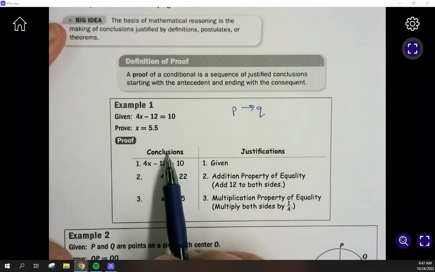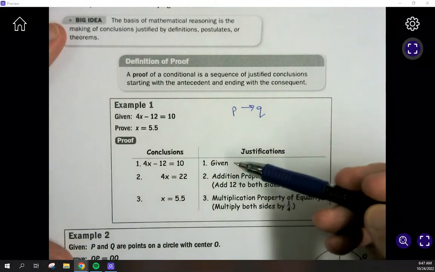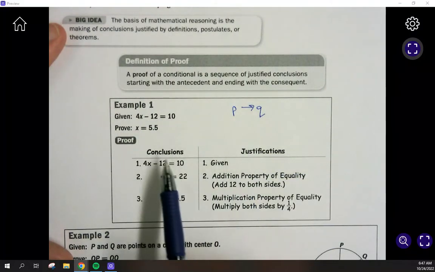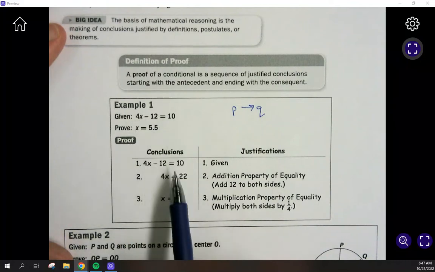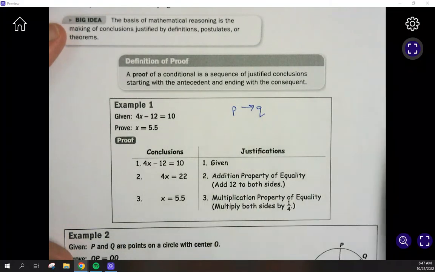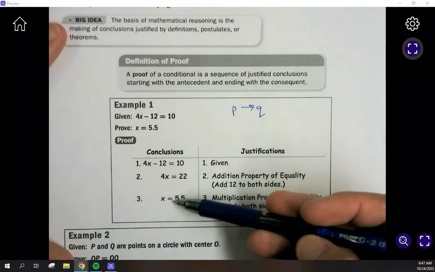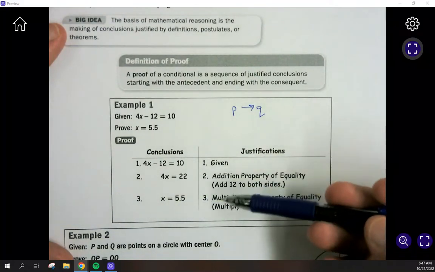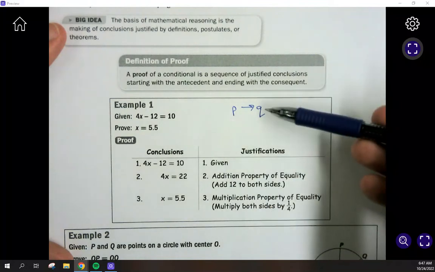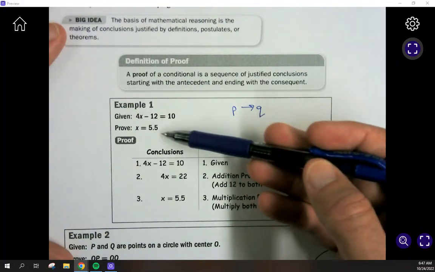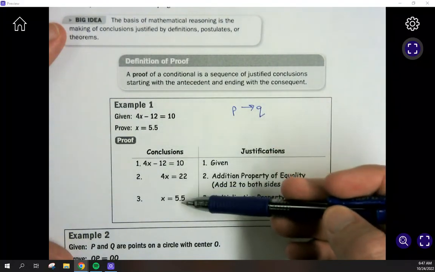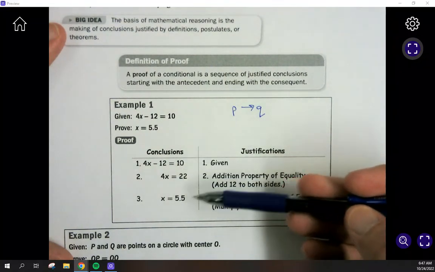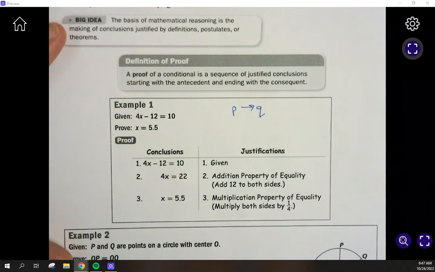Here's your conclusions. We started out with our given. That's always going to be the first line of a proof, is whatever was given to you. So you automatically just write that on the first spot, and your justification is just that it was given. And then the last line of your proof, there's going to be a different amount of lines every time, but the last line of your proof is going to be whatever you're trying to prove, which you could consider your Q statement or your consequent. Okay, and then we have to get there along the way, and not just get there by showing our steps, but also show our justifications.